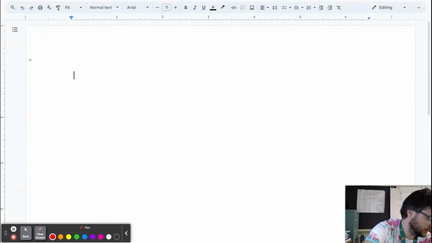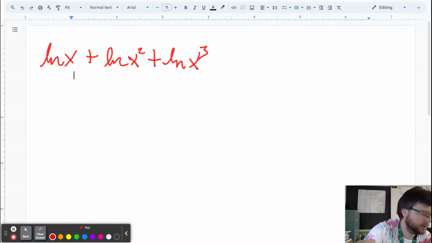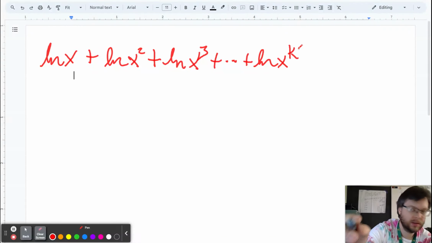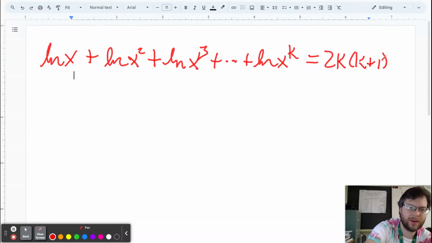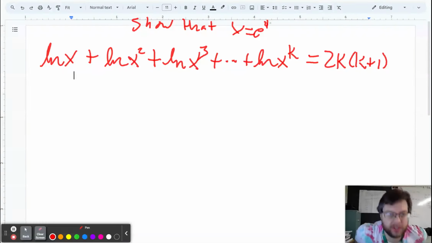We are given that this whole sequence, natural log of x plus natural log of x squared plus natural log of x cubed, all the way up to the k's power. Somehow this all equals 2k times k plus 1. And we are asked to show that x equals e to the fourth. And that, I don't know, that seems weird. So let's just give it a shot.